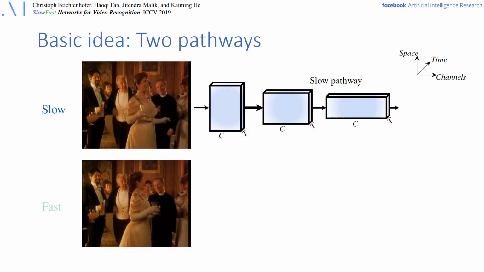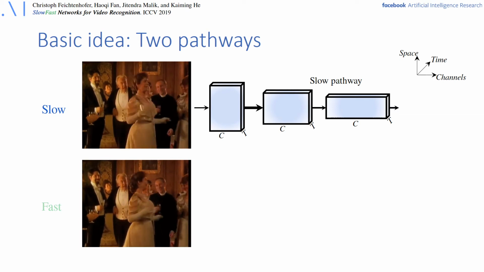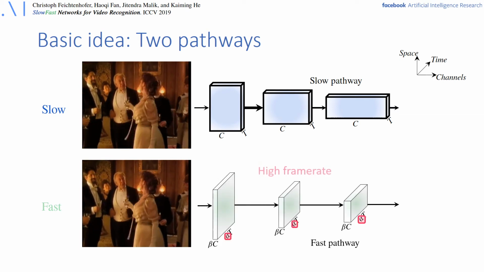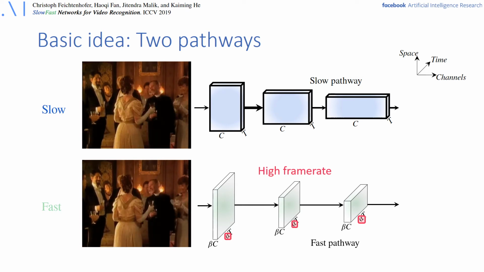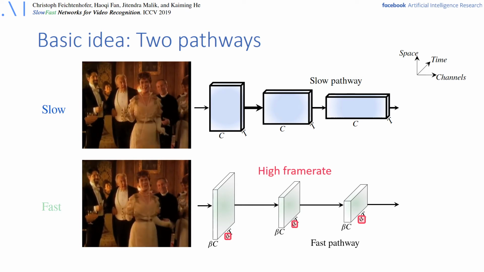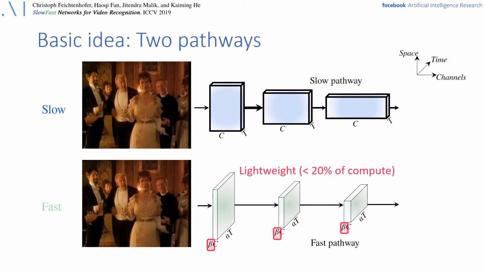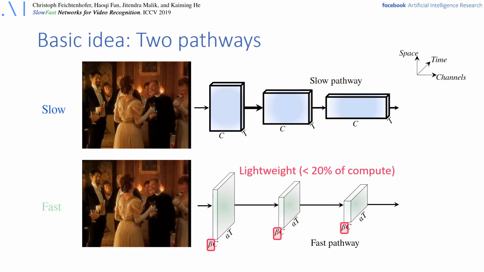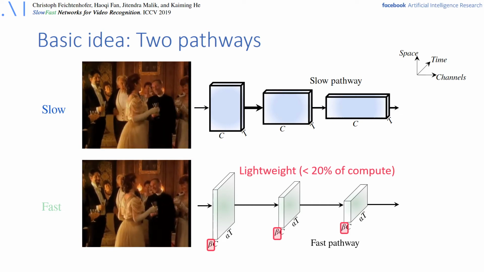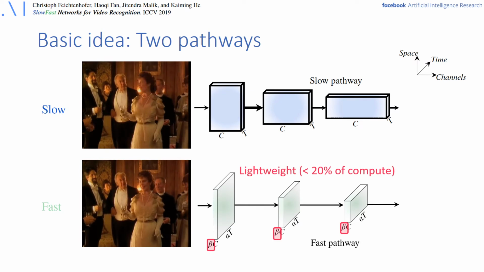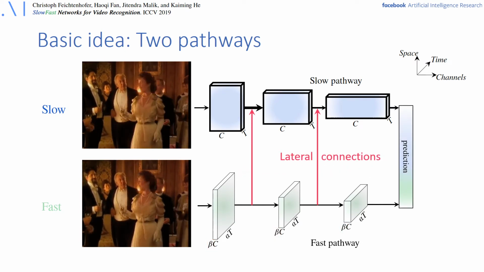In contrast, the fast pathway is responsible for capturing rapid motion by operating at alpha times higher frame rate. Despite its higher temporal resolution and frame rate, this pathway is very lightweight, with just 20% of the overall computational cost, by having beta times fewer feature channels, in analogy to the Magno-Parvo ratio. The two pathways are fused by bilateral connections between them.